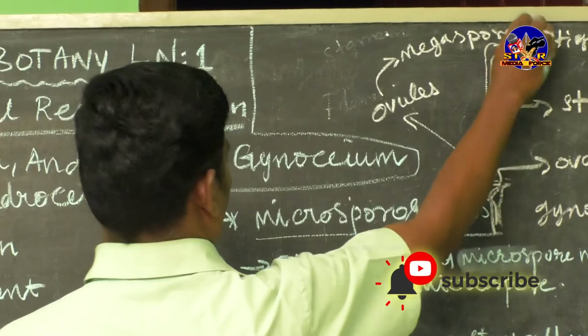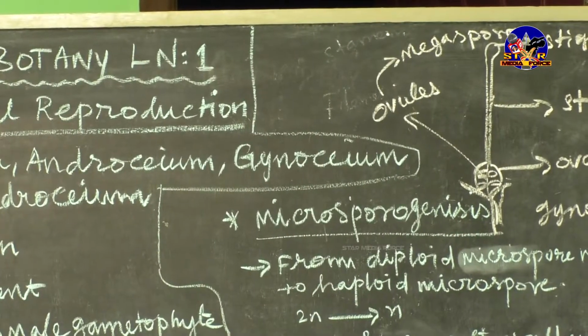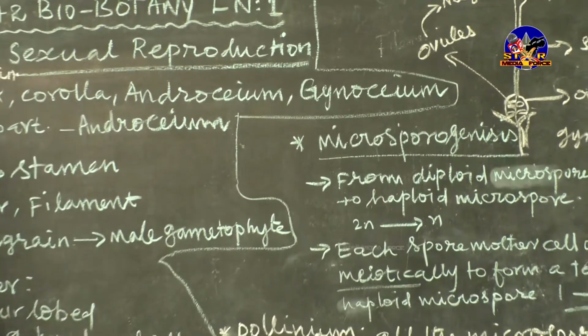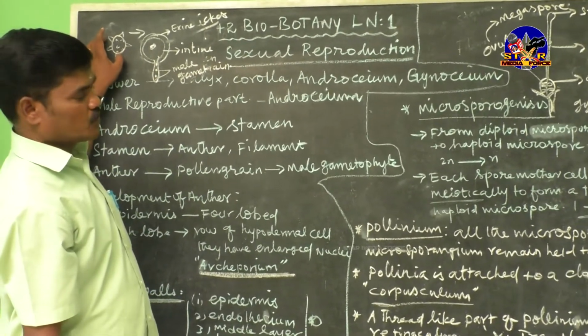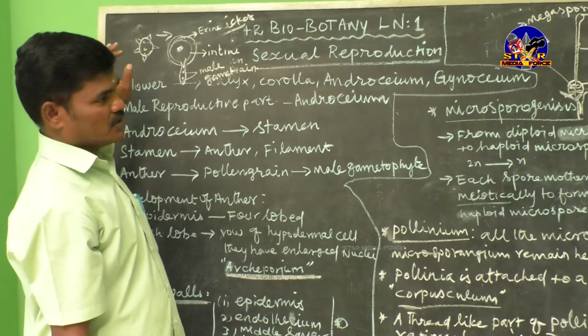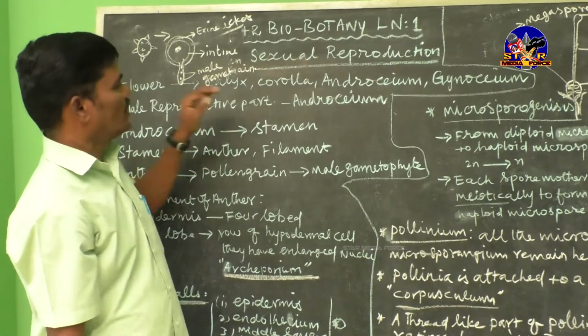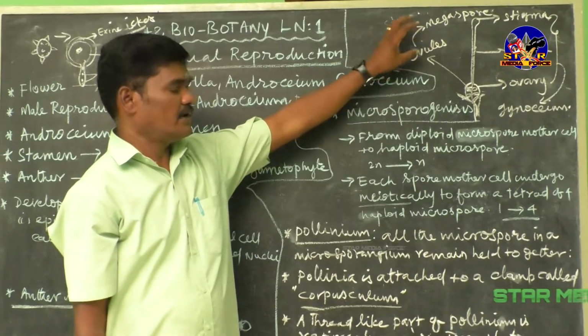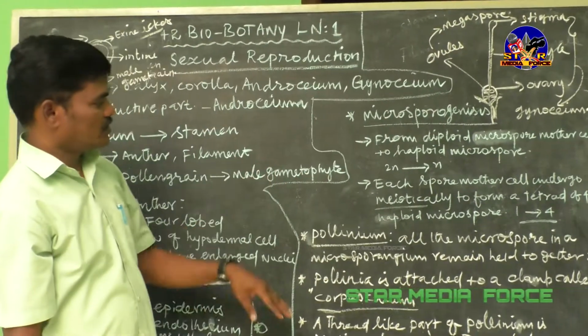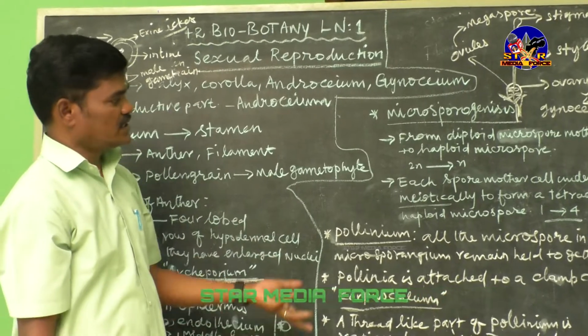This is a megaspore. So keep it in your mind. Which one is microspore? Which one is megaspore? The pollen grain is a microspore. We will see through the microspore, and also the ovules inside the ovary. This is a megaspore. So two types of spores are going to be produced inside the flower.